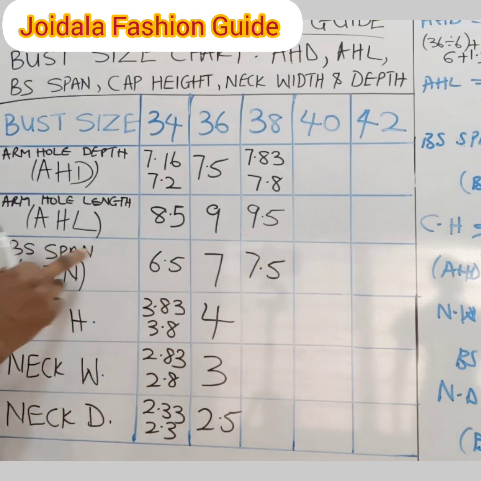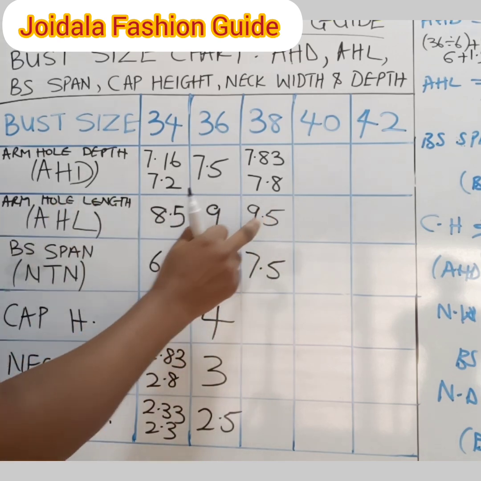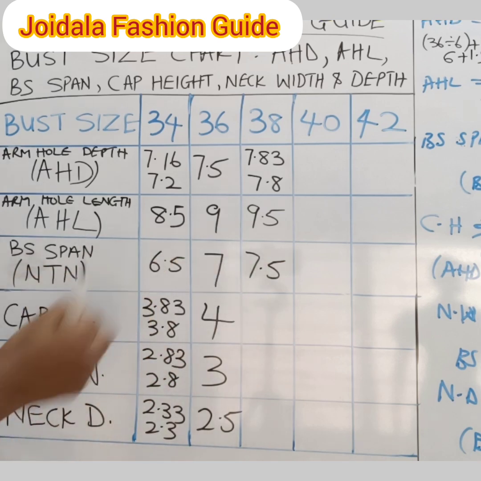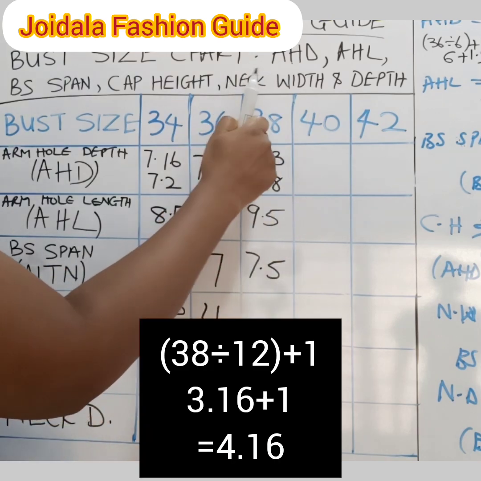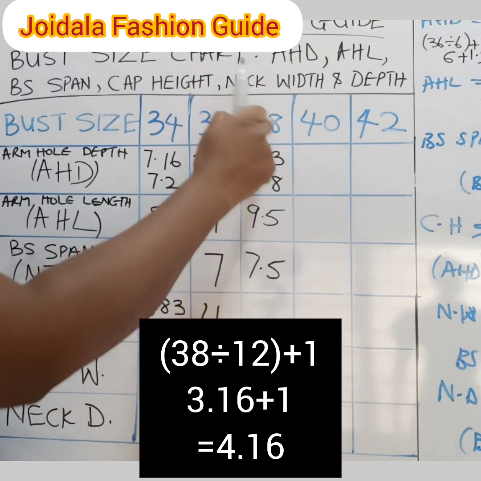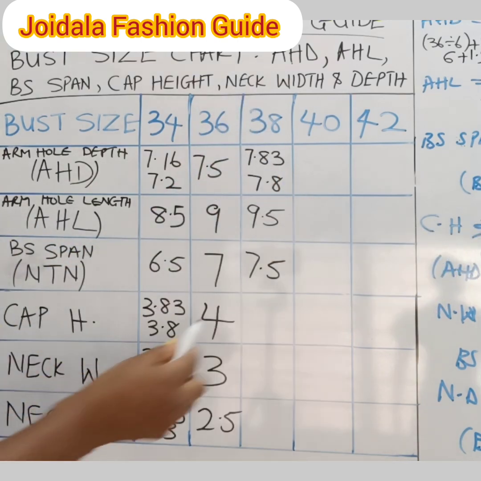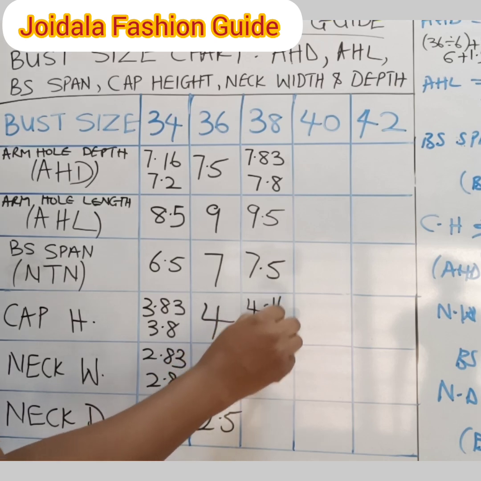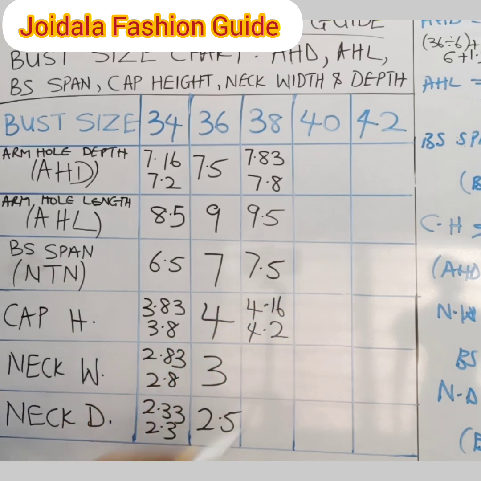That will give us the bust span. So when you subtract 2 from armhole length, you have bust span. And then cap height, divide the bust by 12 and add 1 to that, and that will give us cap height. So we have 4.16, and we can approximate this to 4.2.